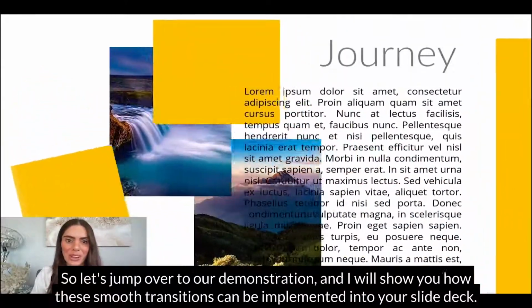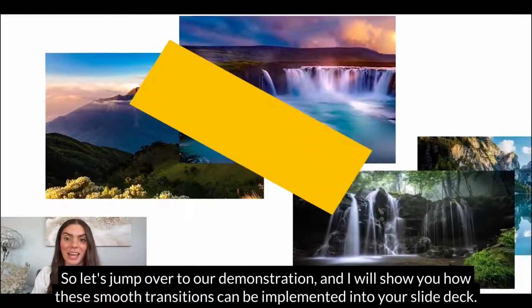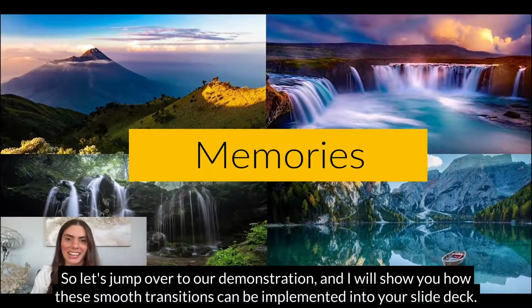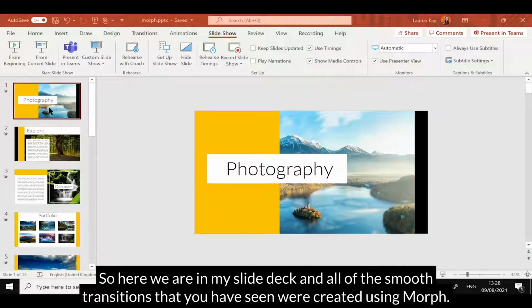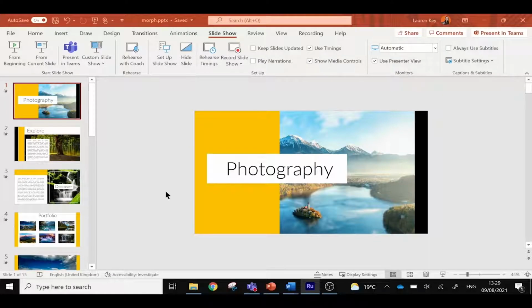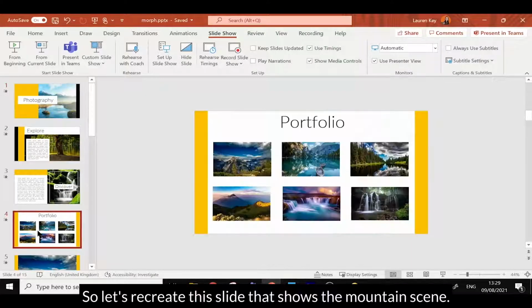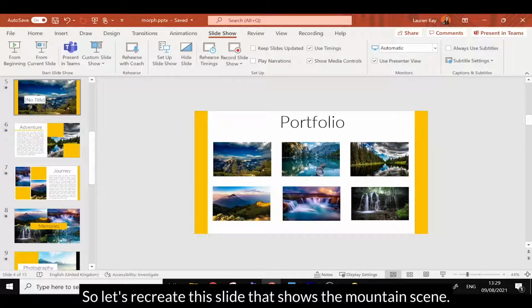So let's jump over to our demonstration and I will show you how these smooth transitions can be implemented into your slide deck. So here we are in my slide deck, and all of the smooth transitions that you have seen were created using Morph. Now to achieve this effect, create your first slide. We're going to use one of these photography photos from the portfolio slide here. So let's recreate this slide that shows the mountain scene.